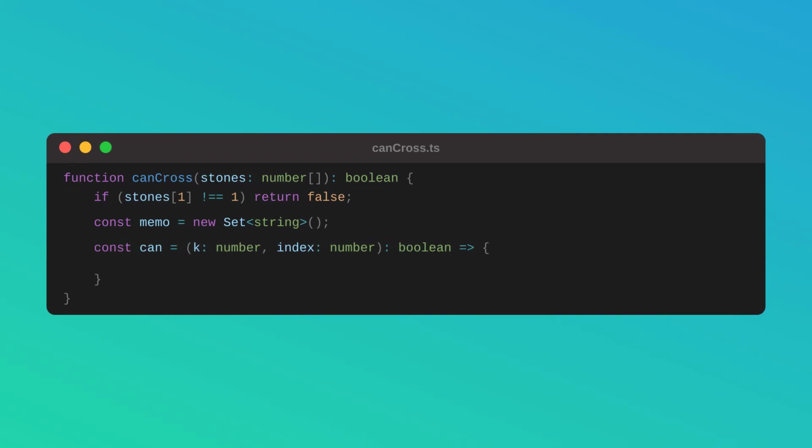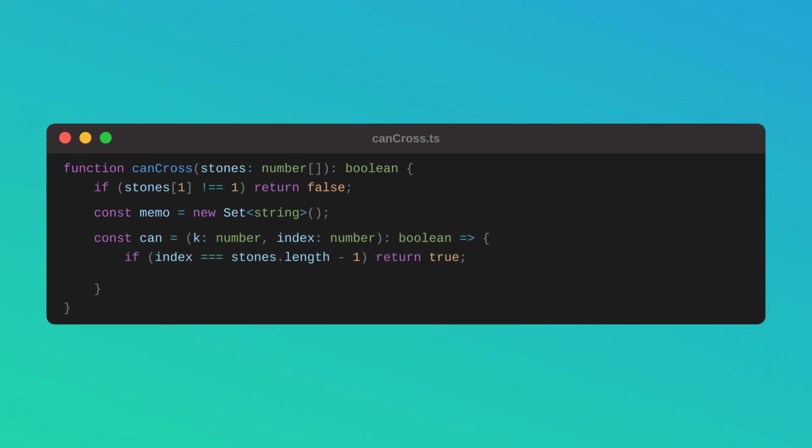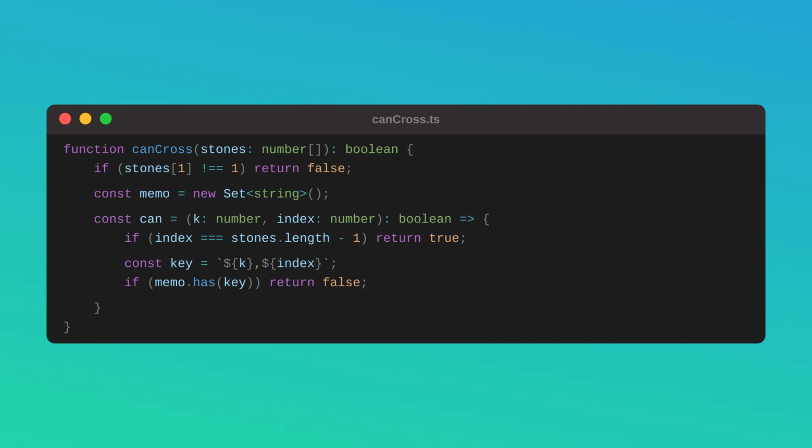Absolutely. Moving on, the function can is defined recursively and checks for every stone if the frog can cross starting with a certain jump size, k, and from a certain index. Before diving deep, it's vital to understand the key used for memoization. The key is a string representation of the jump size k and the current stone's index. This allows us to uniquely identify each state.